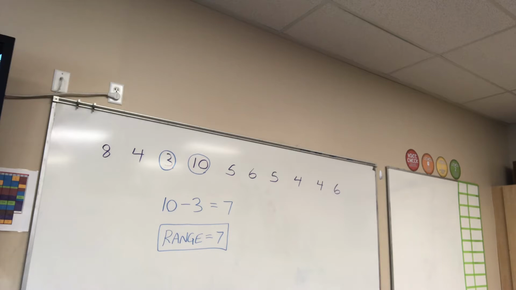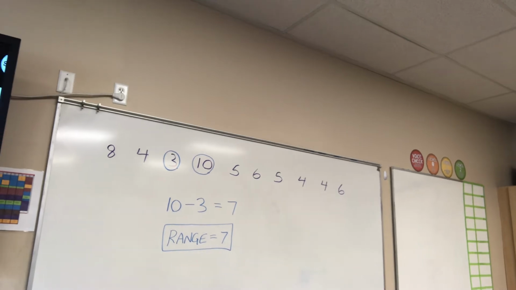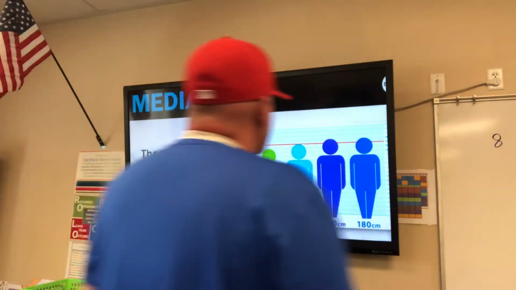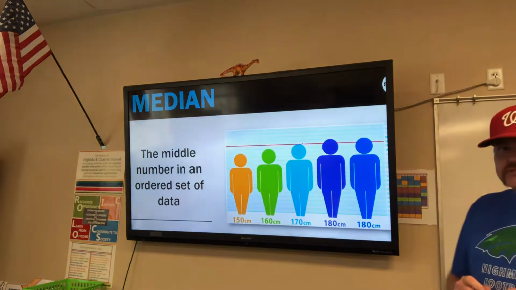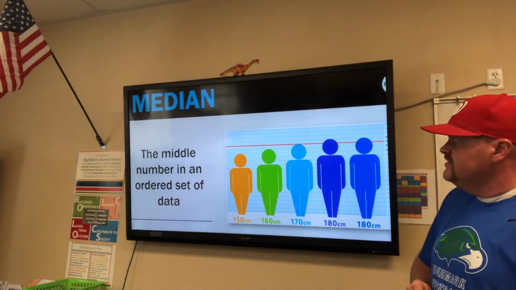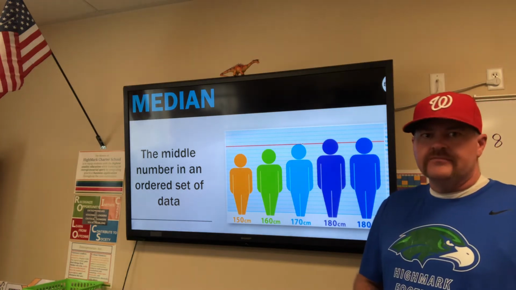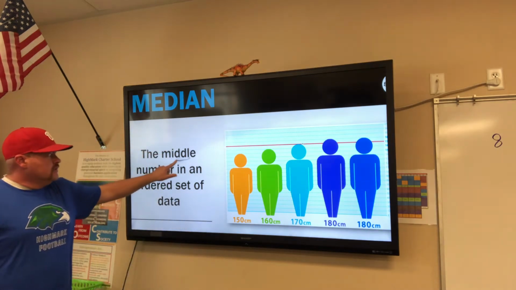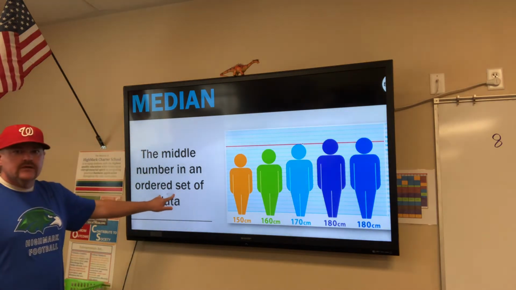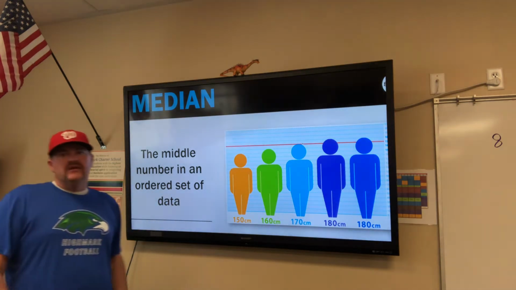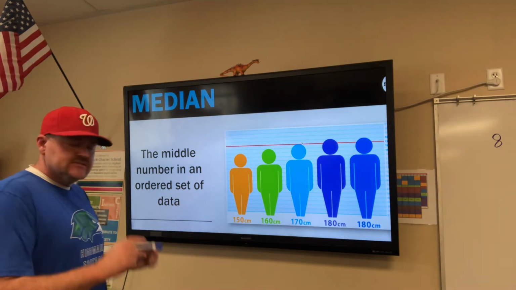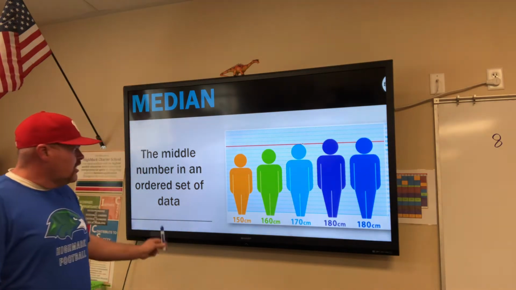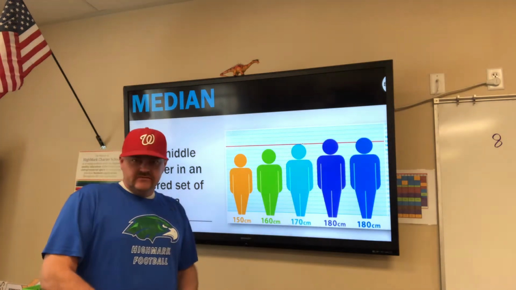Okay, so the next vocab word that I'm going to give you is median. So again, go ahead and pause the video, get that definition in your notes. The median is the middle number in an ordered set of data. So there's two key pieces of information there. First is the middle, and second is ordered. Okay? Before you can find the median, it's very important that you first of all put the numbers, or the data, in order.